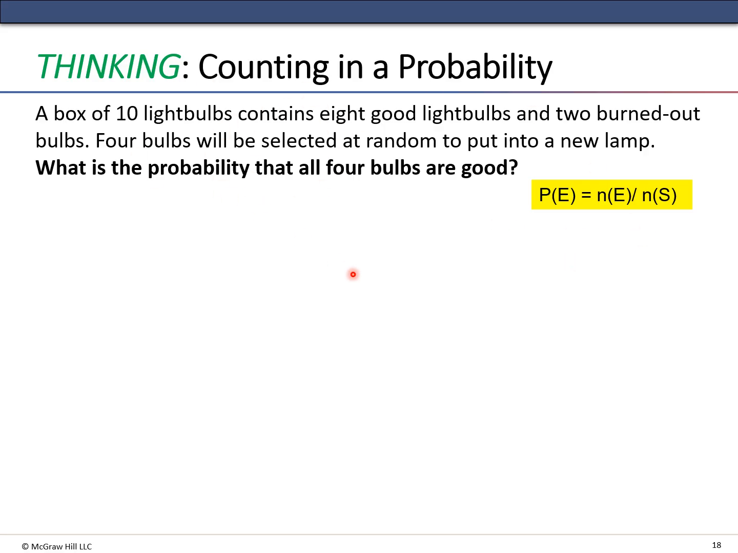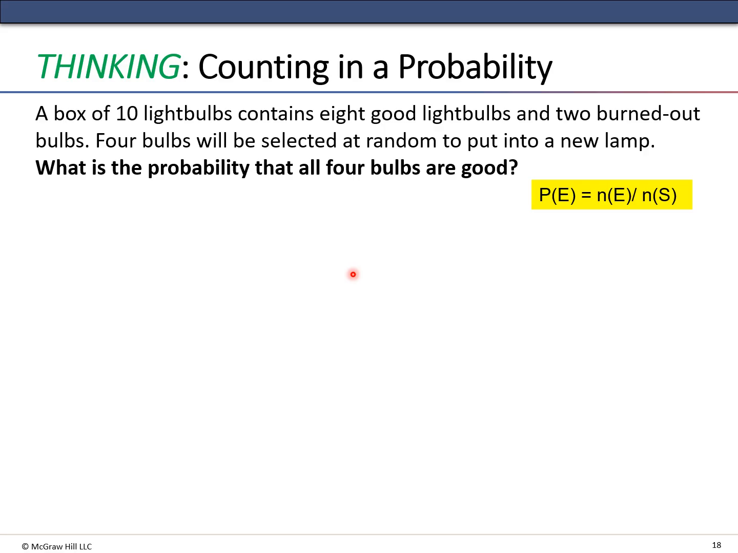All right. A box of 10 light bulbs contains 8 good light bulbs and 2 burned out bulbs. 4 bulbs will be selected at random to put into a new lamp. What is the probability that all 4 bulbs are good? Well, the first thing we want to do is figure out the sample space.